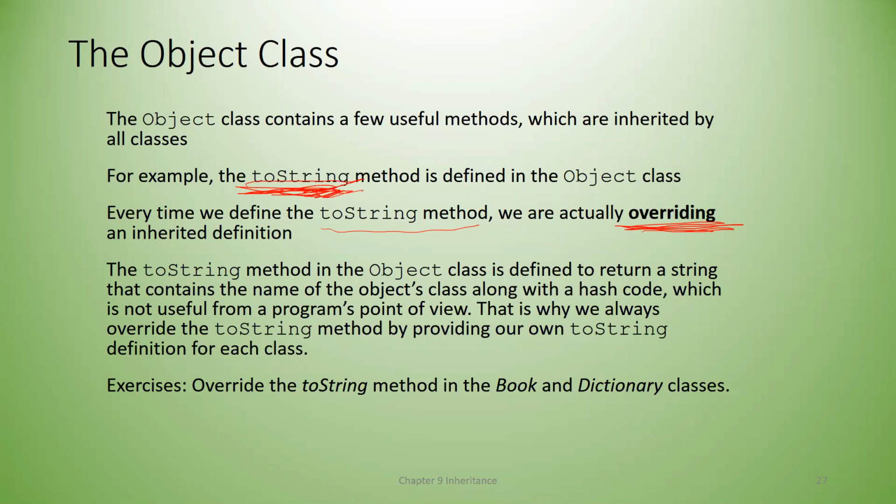That's called overriding. The toString method in the object class is defined to return a string that contains the name of the object class along with a hash code, which is not useful, right? So that is why we always override the toString method by providing our own string. I put this here so that I can remember: override the toString method in the book and dictionary classes.